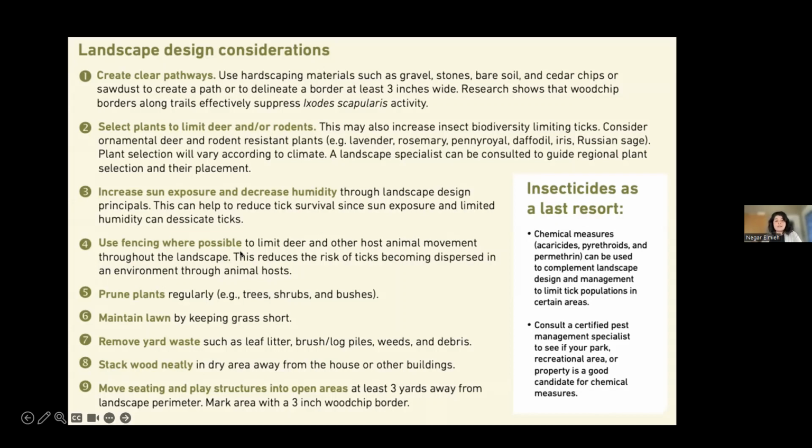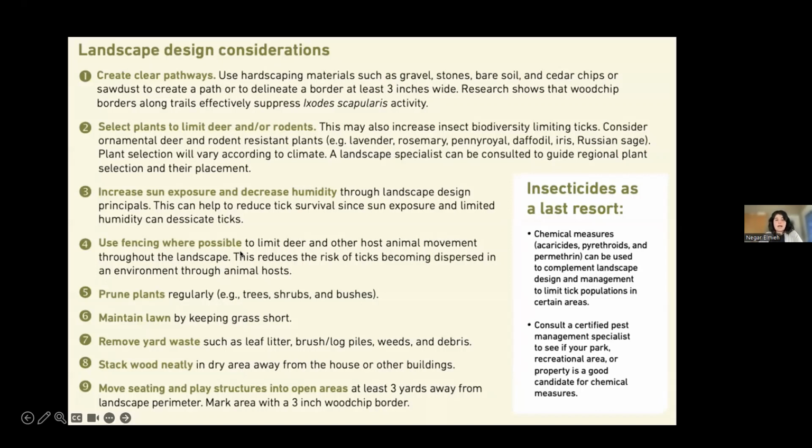And then the last thing you can do is move seeding and place structures into open areas and away from the perimeter, and ideally along a hardscaping material so that you minimize your risk even further. And of course, insecticides can be used as a last resort. They can be effective if sprayed at certain intervals and at certain times. But again, this is something that is dependent on a specific landscape, and I would encourage you to talk to a certified pest management specialist to see if your particular outdoor environment is a good candidate for that or not.